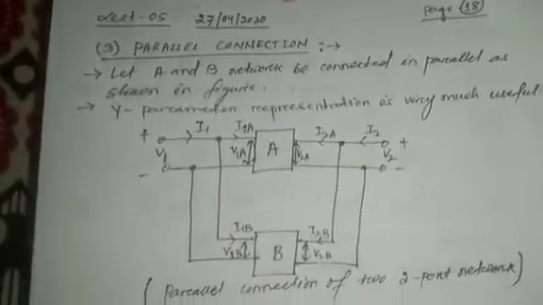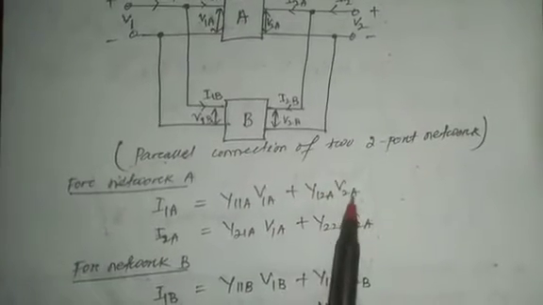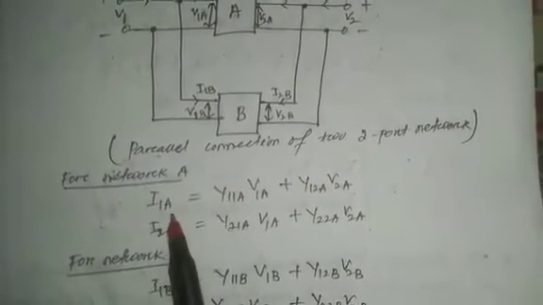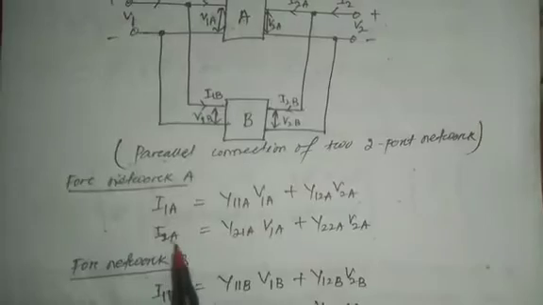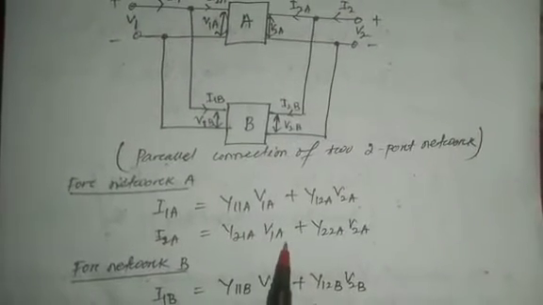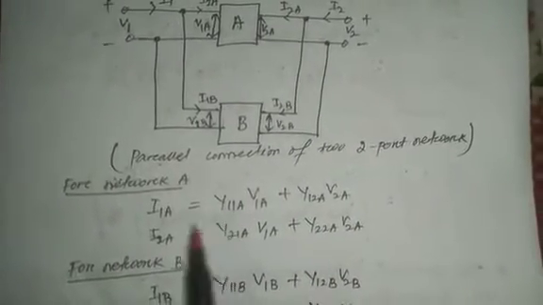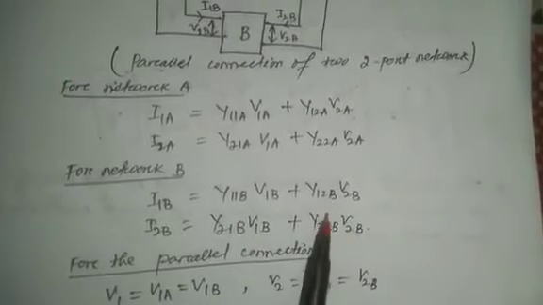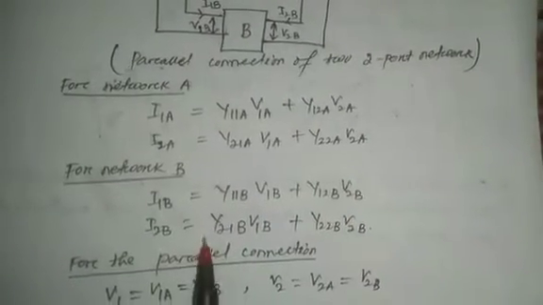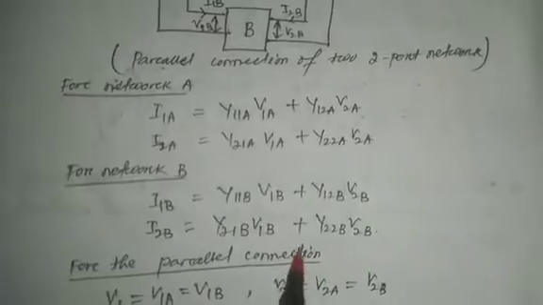We know the y parameter equation: I1 is equal to y11 V1 plus y12 V2. For network A, I1A is equal to y11A V1A plus y12A V2A. Similarly, I2A is equal to y21A V1A plus y22A V2A. You just add one extra suffix, A, for network A. Similarly for network B, I1B is equal to y11B V1B plus y12B V2B, and I2B is equal to y21B V1B plus y22B V2B. In place of A, you just write B for the B network.